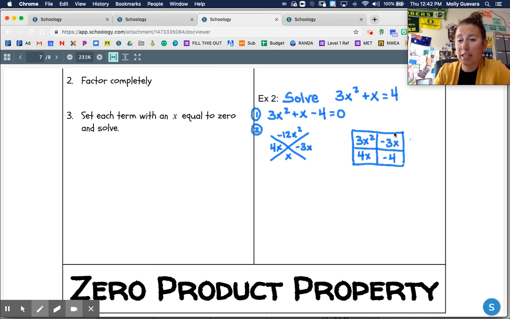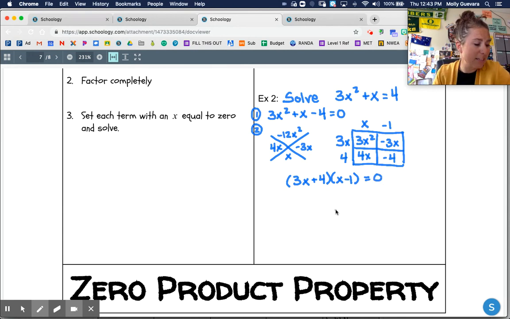Okay, now I'm going to take the greatest common factor of the top row, which in this case is 3x. I had 3x squared and I took out 3x, so I'm left with 1x. I had negative 3x and I took out 3x, so I'm left with negative 1. Okay, I had 4x, but I took out 1x, so I'm just left with 4. And 4 times negative 1 is negative 4. So we're good. We know we factored that correctly. So in my factored form, I have (3x plus 4)(x minus 1), and this equals 0. Okay?